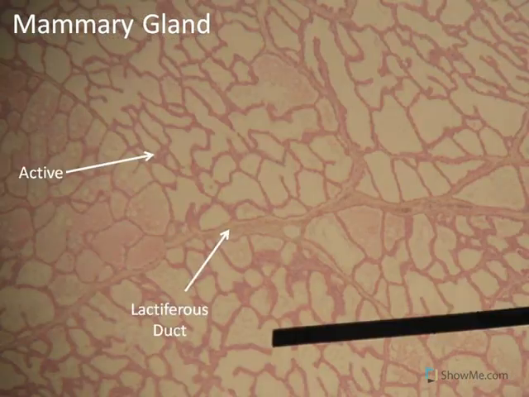Here's one from a woman that was breastfeeding. So you've got all these glands, and here's a lactiferous duct, so you can see it right there. It's a lot different. So if you take a section from a woman that's not pregnant versus a woman who is breastfeeding, it's going to look much different.